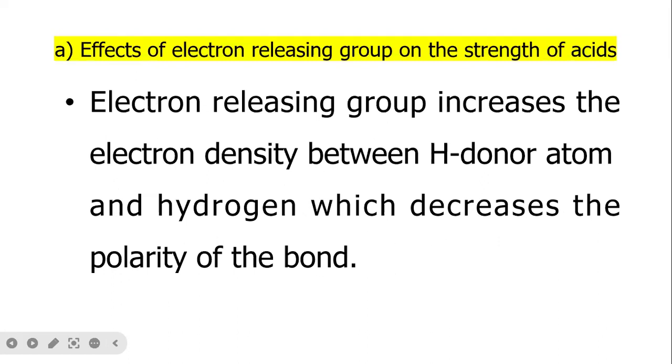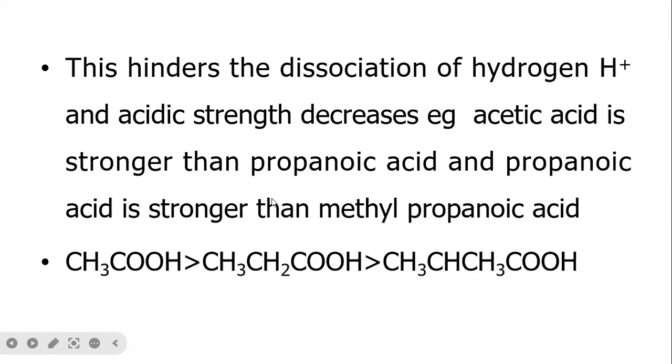Effects of electron releasing group on the strength of acid. Electron releasing groups increase the electron density between the donor atom and hydrogen, which decreases the polarity of the bond. This hinders the dissociation of hydrogen and acidic strength decreases. For example, acetic acid is stronger than propionic acid, and propionic acid is stronger than methyl propionic acid.